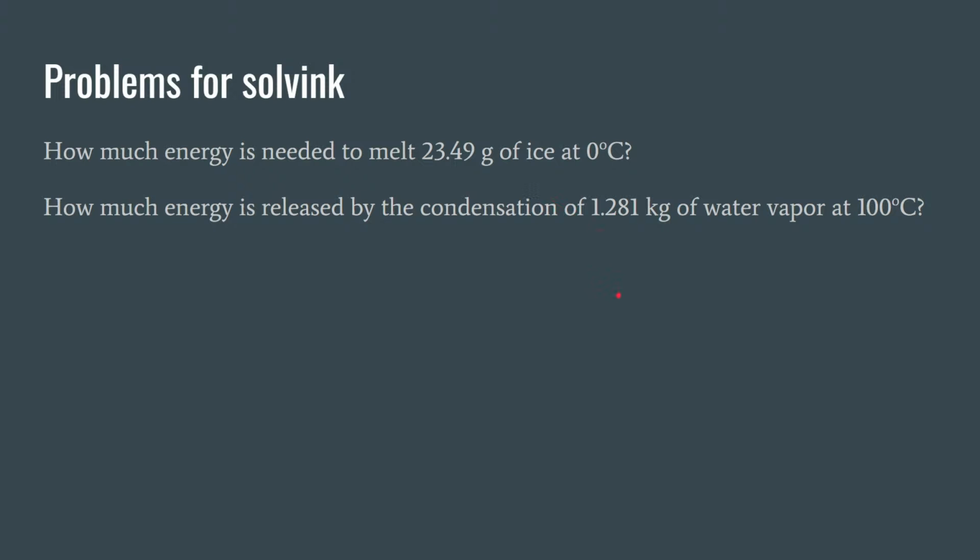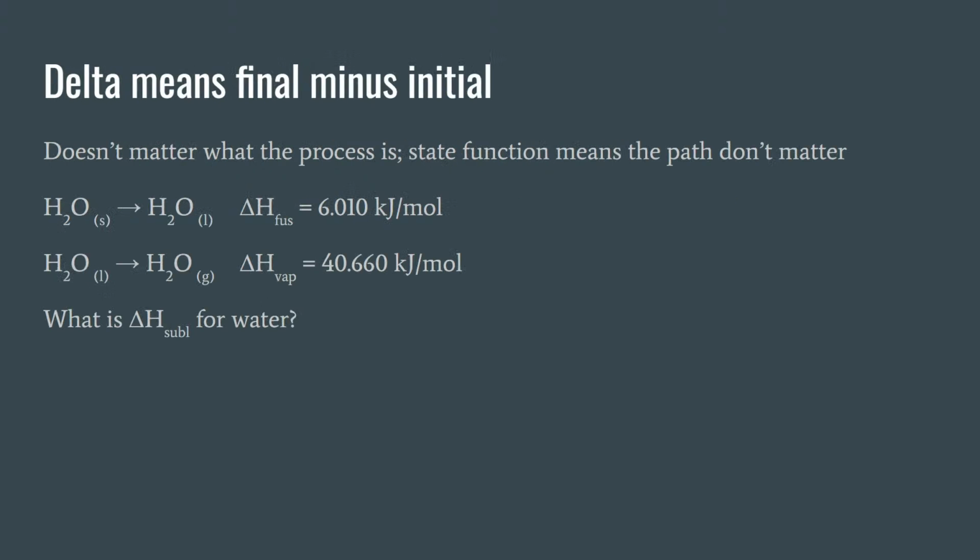So, how much energy is needed to melt 23.49 grams of ice at 0 degrees Celsius? Well, you'll notice that this is the enthalpy of fusion, and it doesn't have the little dot there. Okay? Because when they do these enthalpy of fusion, enthalpy of vaporization, they are reporting it at the condition where it ordinarily occurs. So this would have been measured at 0 degrees Celsius, and this would have been measured at 100 degrees Celsius.